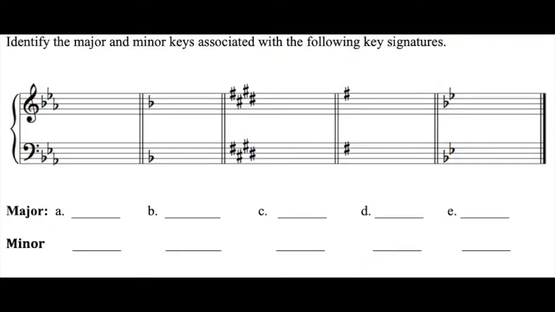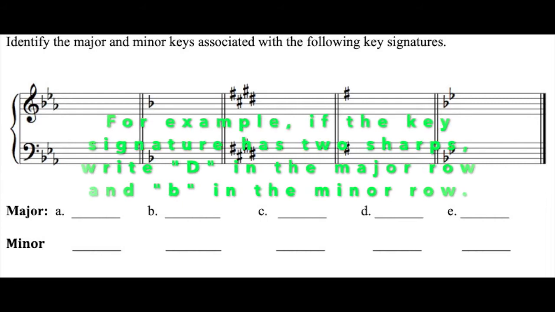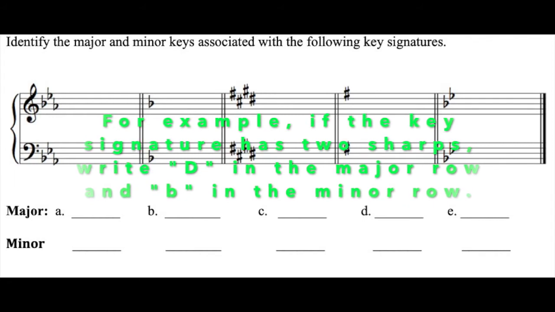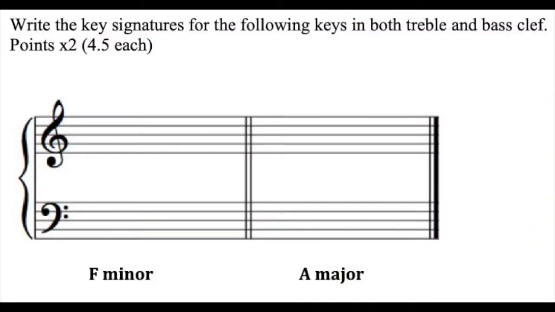In the key signature section of the exam, you will first be asked to identify key signatures. You must write the major and minor key that are associated with each key signature. For example, if you had 2 sharps, the keys that will be associated with this are D major and B minor. Then you will be asked to write in key signatures in both treble and bass clef. For example, if the key provided was A minor, you would write no sharps and no flats.